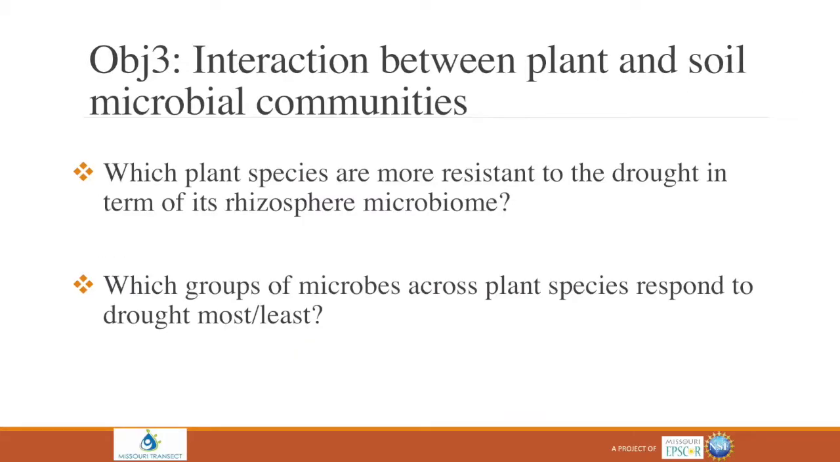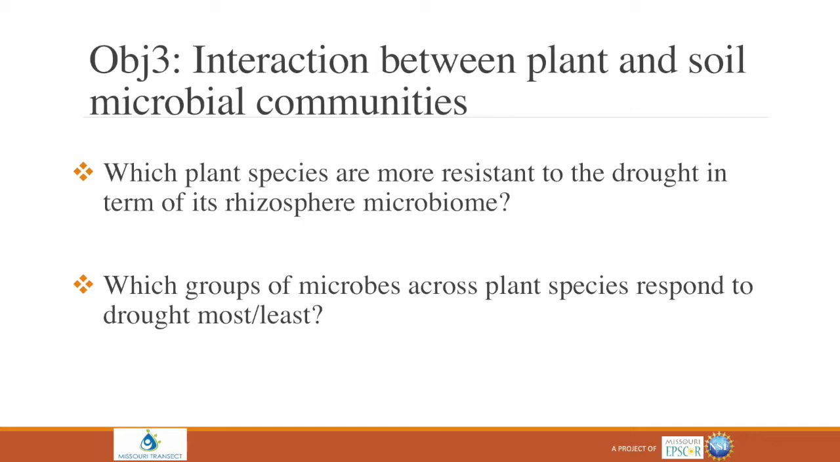In addition, we can look at the interactions between the plants and the microbial communities. So we can look at which plant species are more resistant to the drought in terms of their rhizosphere microbes. We can compare different plant species, and then, regardless of plant species, we can look at which groups of microbes respond to the drought better or less ideally.